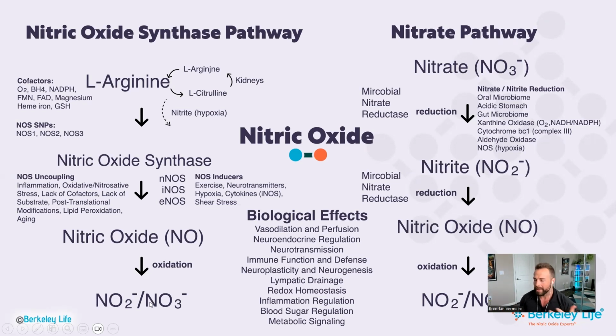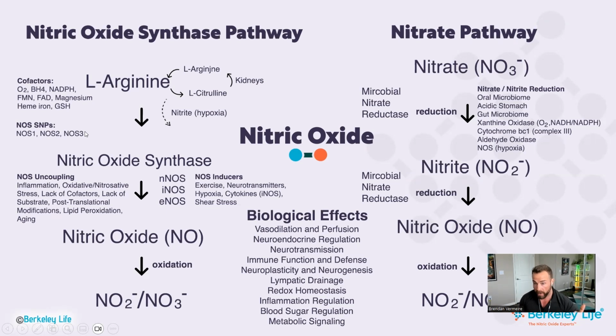This is probably the most talked about of the NOS isoforms, because of course it's expressed by the endothelium, both in our blood vessels and our lymphatic vessels to regulate vasodilation, right? So we use L-arginine as the nitrogen source, and we require a lot of different cofactors to be able to facilitate the conversion of that L-arginine into nitric oxide. So we need, first and foremost, molecular oxygen. If we don't have enough oxygen, we are not able to facilitate the NOS enzymatic reaction.